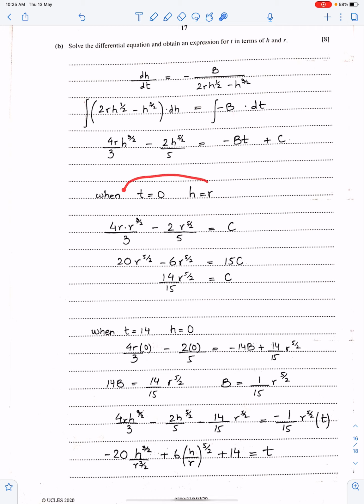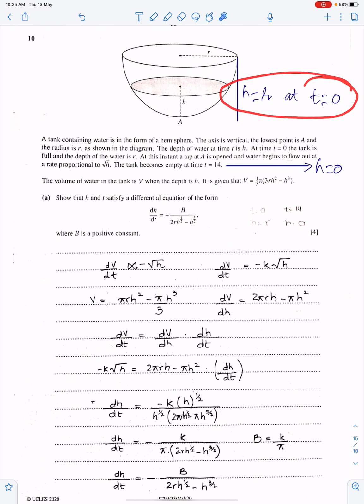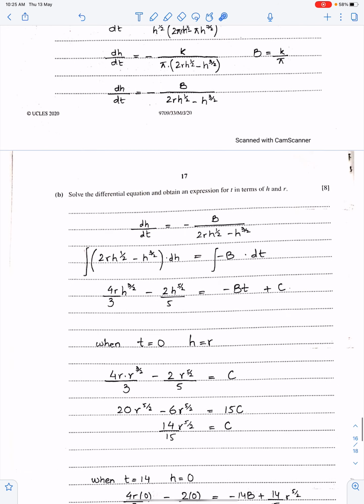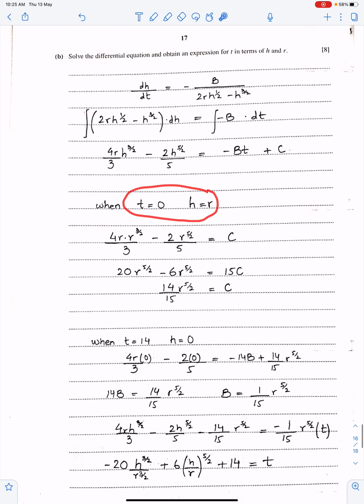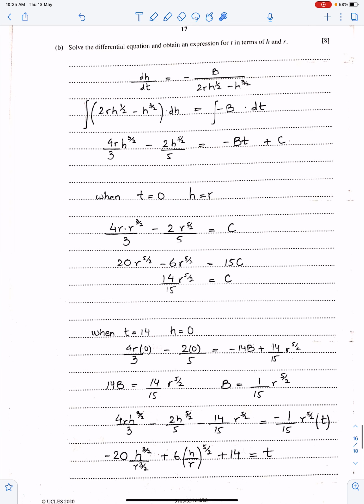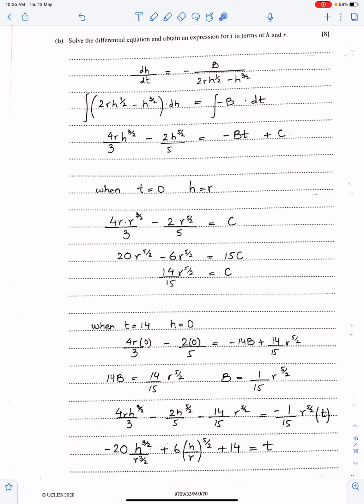Now we have two things. At t0, h is r, which is here. And at T1, h is 0. With the help of these two conditions, we can get the values of b and c. c is this and b is this. By substituting c and b here and here, you can easily get this thing. A lot of algebra is involved. You must be good at algebra. You can take a screenshot of this solution if you want.